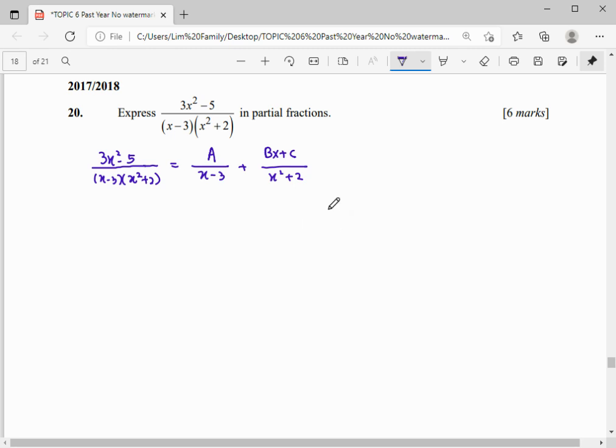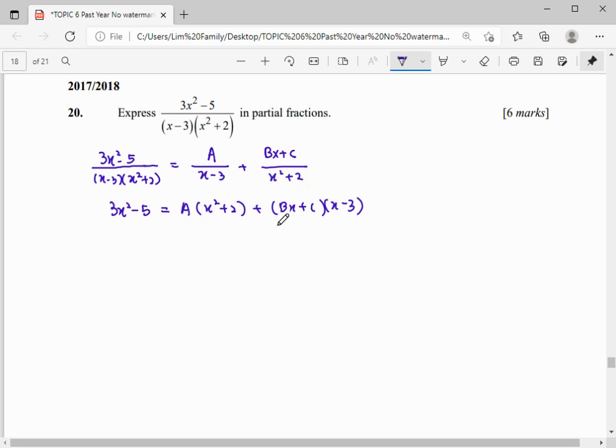The next step is to find out what A, B, C are. We equate the numerator, 3x squared minus 5, with the numerator part. For A, we need to times it with the factor it doesn't have, which is x squared plus 2. Meanwhile, for Bx plus C, we times it with the factor it doesn't have, which is x minus 3. Then we find our 3 unknowns, which means we have to build up 3 equations.